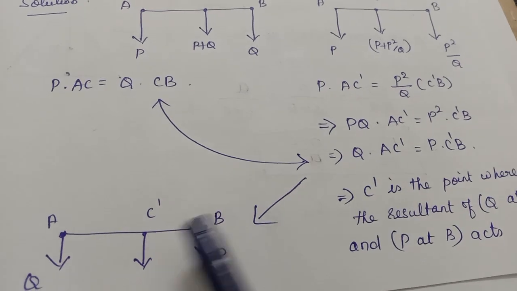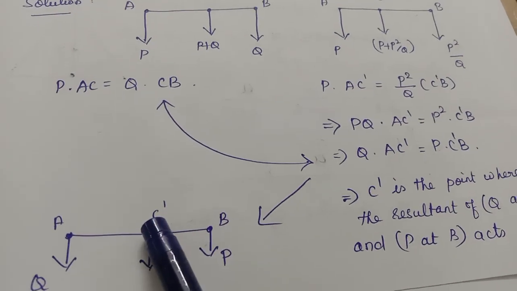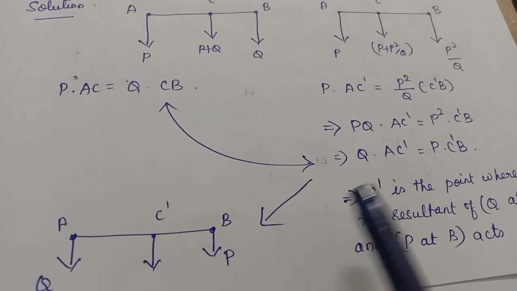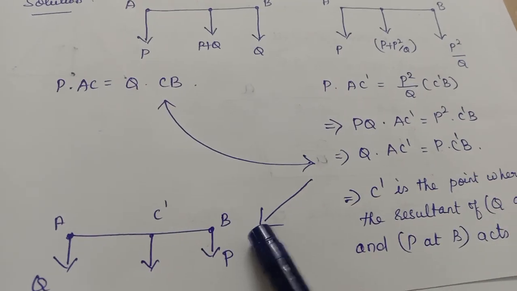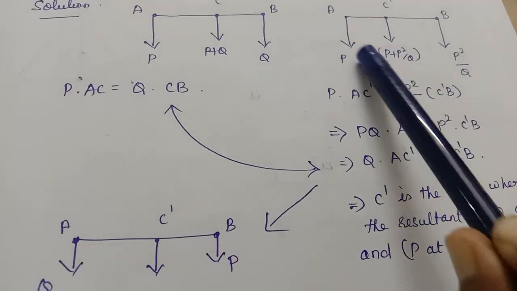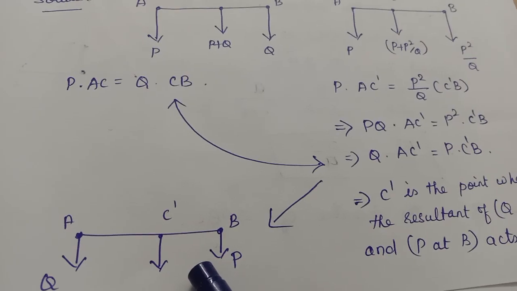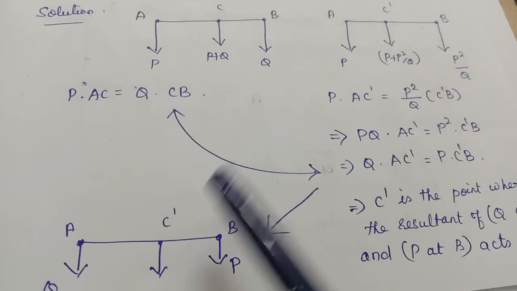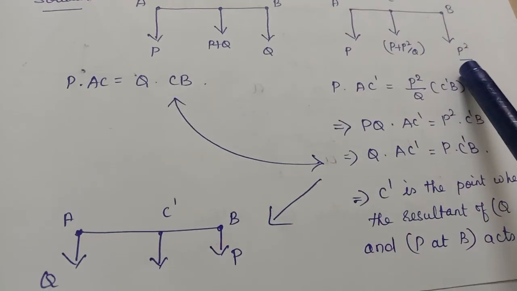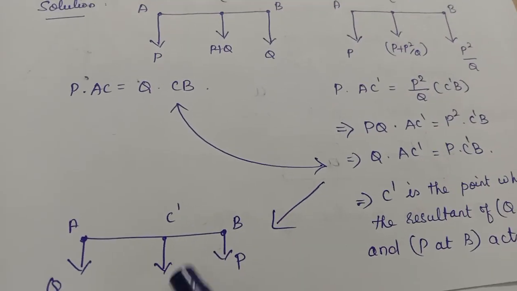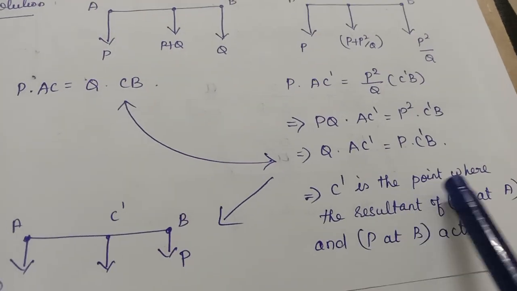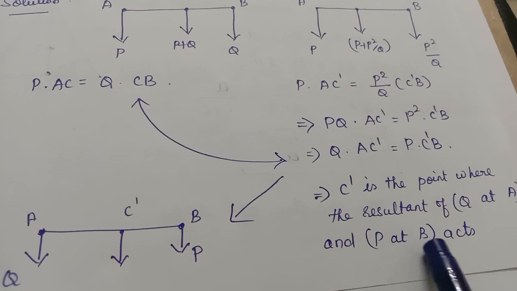Q into AC dash, means A, B, C dash is here. So here Q into AC dash equal to P into C dash B. Okay, that means actually I have started with this diagram. With this case, I ended up with this result. That means what? This and this are equal. That means if you replace the force Q by P square by Q, the resultant is simply obtained by interchanging the forces. Okay, so C dash is the point where the resultant Q at A and P at B acts.